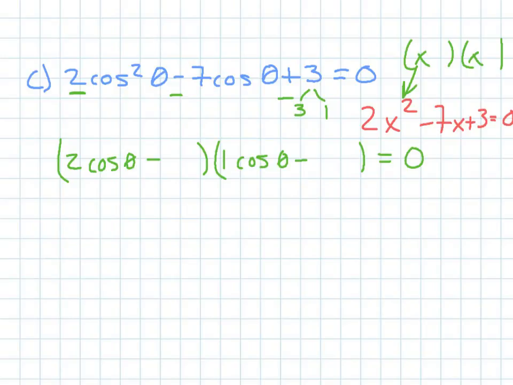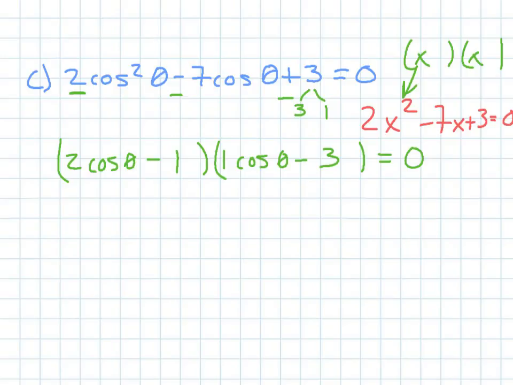Let's switch them around. If I put 1 there and a 3 here, now let's multiply them out. The first ones you get cosine squared theta, and then outside you get negative 6 cosine theta. Inside you get negative cosine theta, which together gives you negative 7 cosine theta. And then on the last you get a plus 3, which is what you want. I was just using that as a check. You don't need to write that, but that's the process to make sure that you did it correctly.